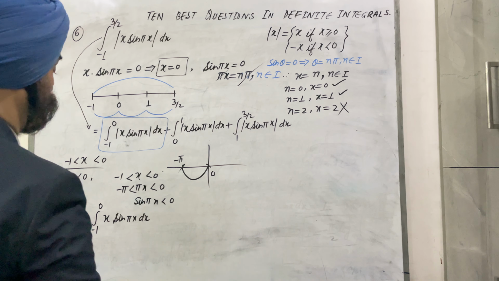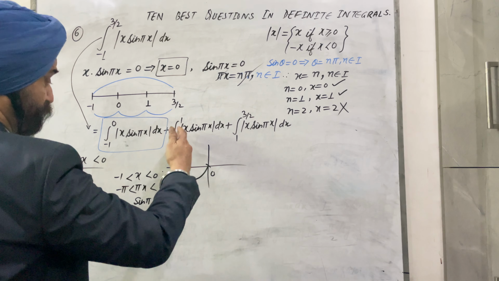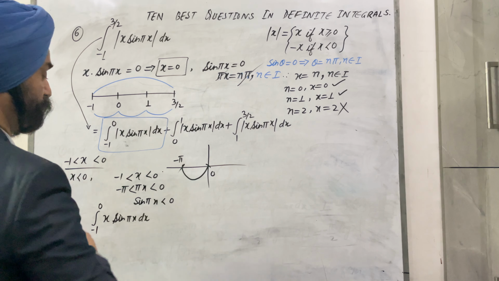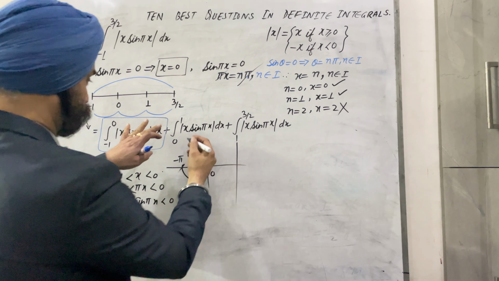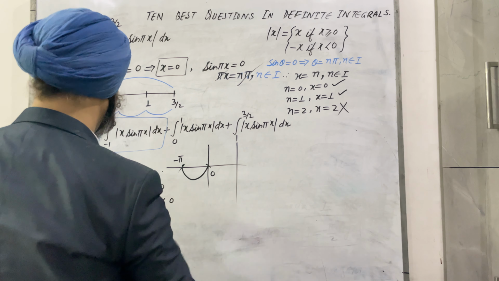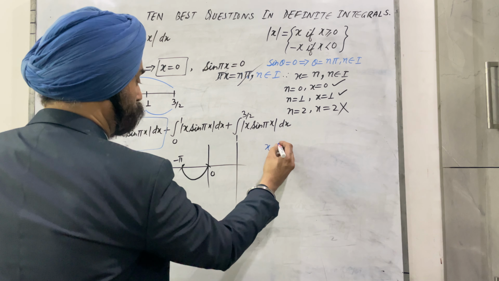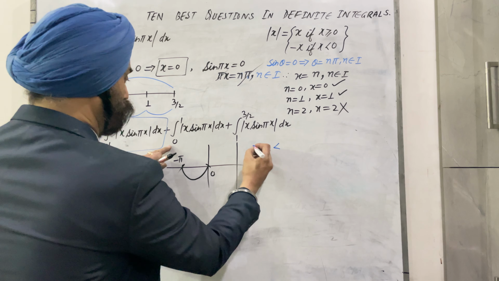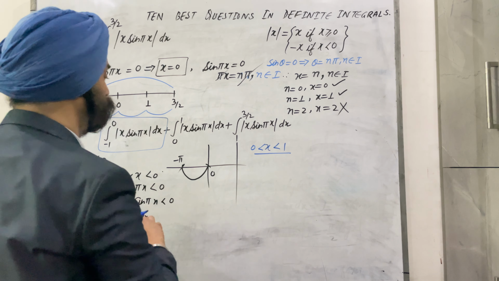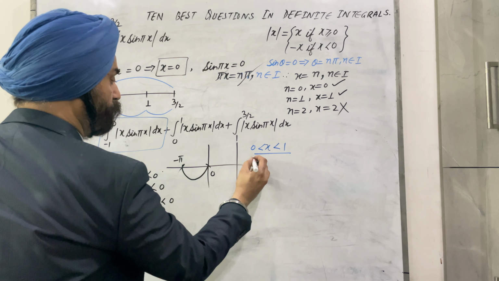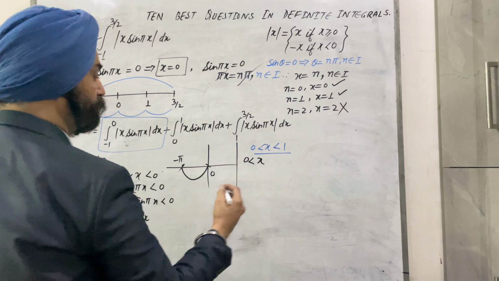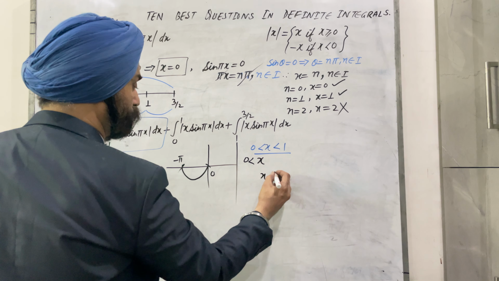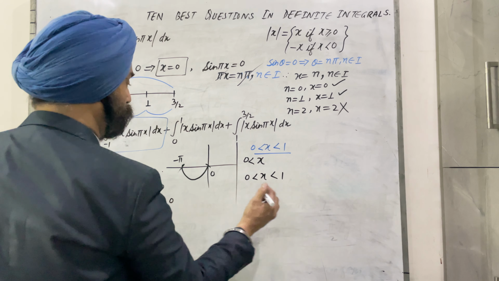Right? Now, if we wish to deal with the second portion, we have x sine pi x between 0 and 1. Let's take this into consideration. When x is in between 0 and 1, what do we get? x is greater than 0, obviously, so x is positive. And I need to talk about sine pi x. Again, I'll be writing x is in between 0 and 1.